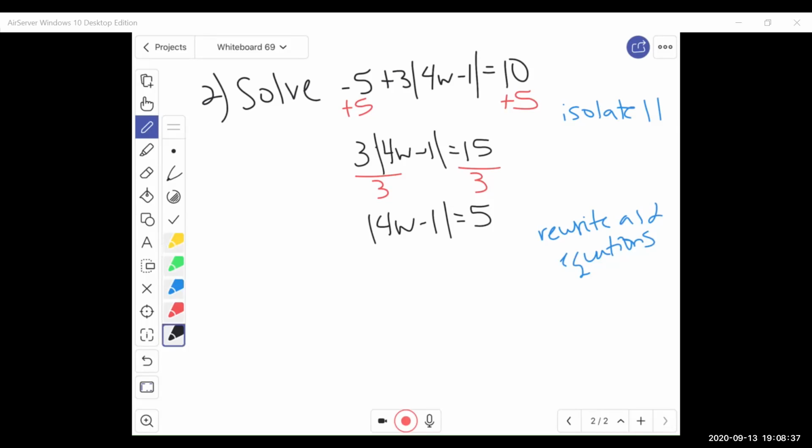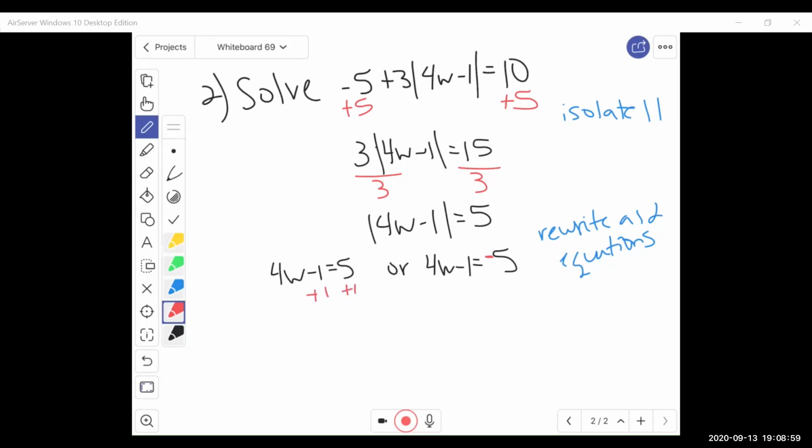Okay, so what does that mean? That means everything inside 4W minus 1 could equal positive 5, or everything inside 4W minus 1 could equal negative 5. So everything inside does not mean change plus or minus on the left side. It's only on the right side, positive, negative. Okay, so now we're just going to solve for W.